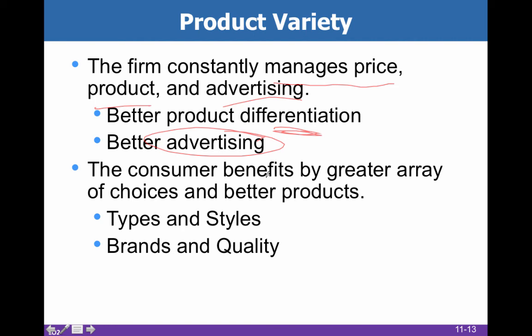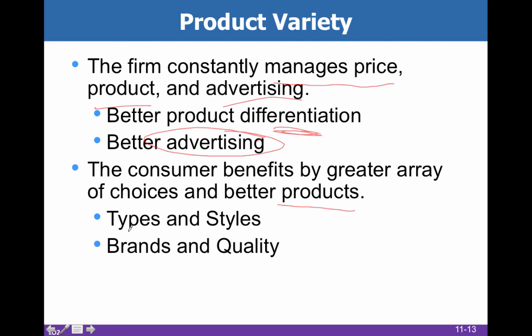If you don't believe it, then maybe you buy the generic brand because you don't value that sort of hype. But obviously people do, because they advertise and they're pretty good at it. So the consumer benefits by a greater array of choices and better products. Once again, if you want to make a profit, then you want to gain more market power. Better products make other substitutes less good substitutes. If the substitutes aren't as good, then people are more likely to buy your product. You can charge more and earn an economic profit for a longer period of time.